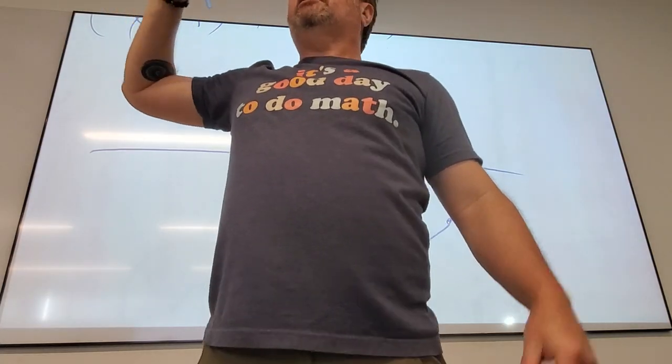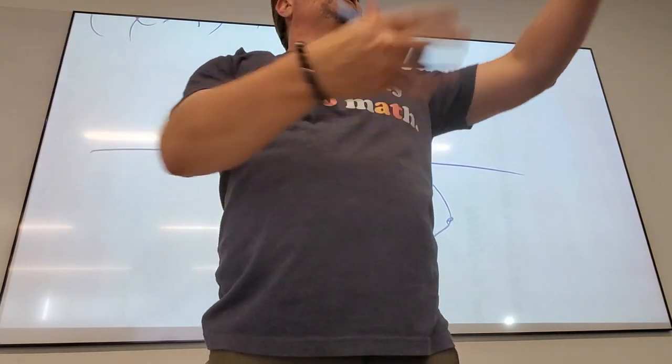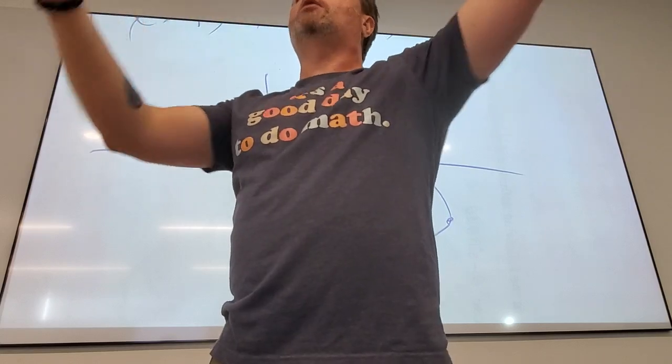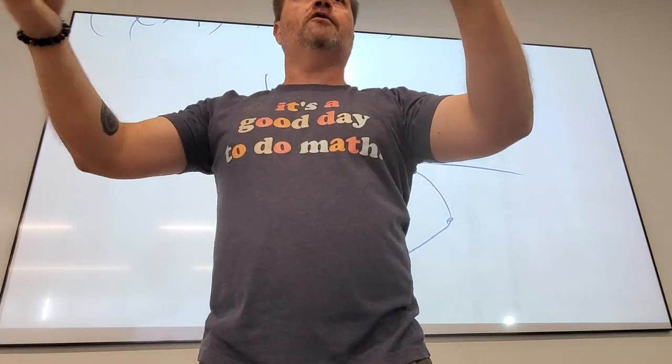Z squared? Yeah, it would be x minus 3 squared plus y plus 2 squared plus z minus 1 squared equals 1, or whatever. You guys kind of with me? For the exact same reason. How are you guys doing?